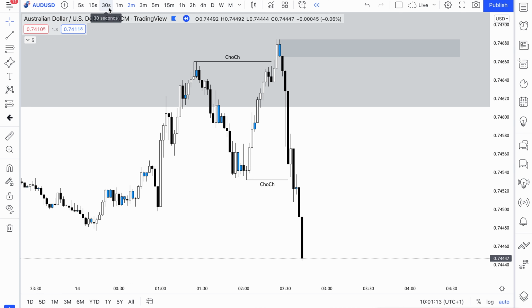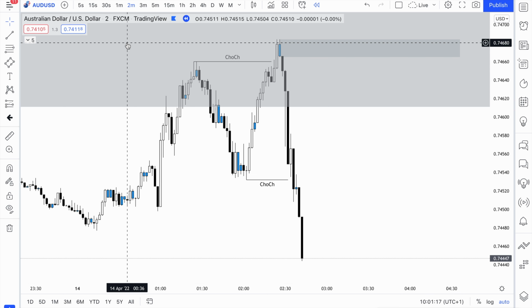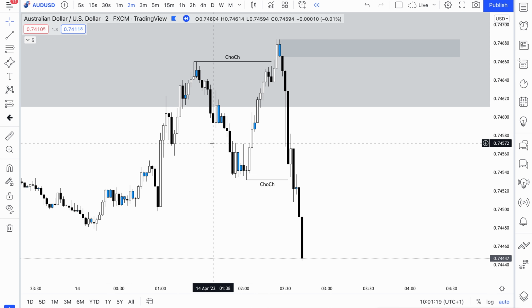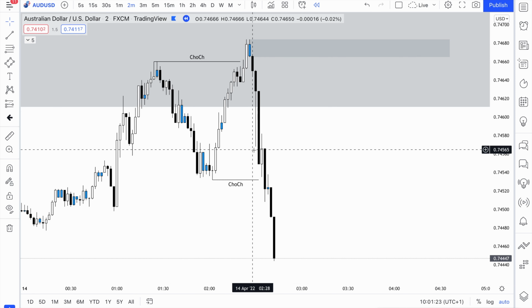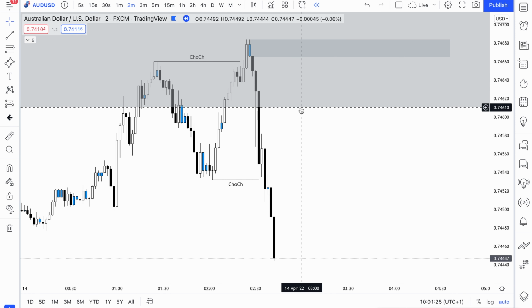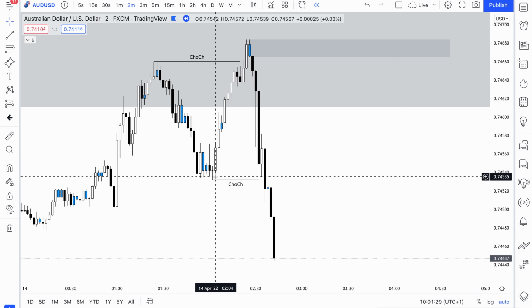On the rare occasion, I may drop down to the 30 seconds or the 15 seconds, but that's rare. It's not very often I'll do that, so you don't need to worry about dropping down to these time frames if you can't. Now, we've tapped into our higher time frame POI, our supply zone. We've had our change of character or our chock.